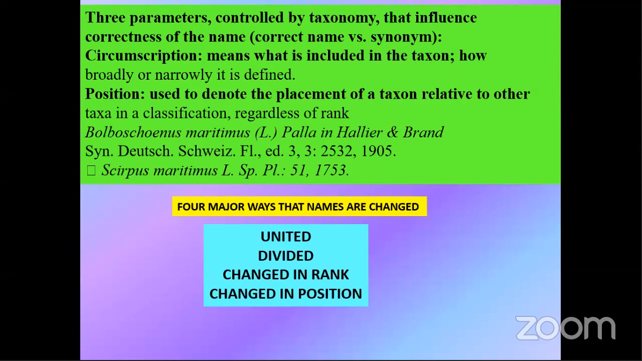You know, several parameters are there when we are reading the rule or code. The code is controlled by taxonomy, which influences the correctness of the name. Only because of the code can we hope to have corrected names and taxonomic ranks and everything. Now the correct name versus synonym. Maybe one name has many synonyms, and finally the rank is used to denote placement of a taxon relative to others. Even several examples are there. Several authors may name a single species, or a single species may be differently named by several authors like that. So these are the four major ways that names are changed. Why are they changed?